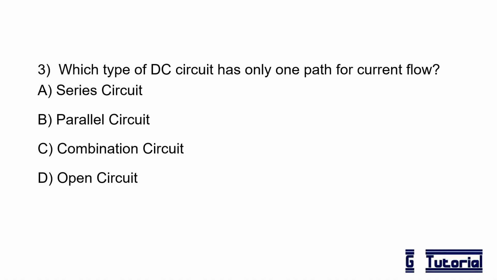Next question. Which type of DC circuit has only one path for current flow? Only one path for current flow. That is the series circuit.